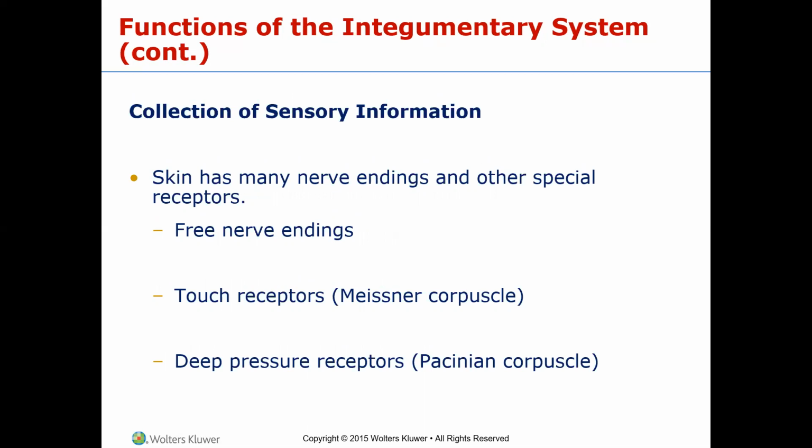The skin has, as you saw in the cross section, a lot of nerve endings. There are some free nerve endings, and then there are also some touch receptors, which are higher up in the dermis, and those are called Meissner's corpuscles. Then we have some Pacinian corpuscles, which are for pressure.